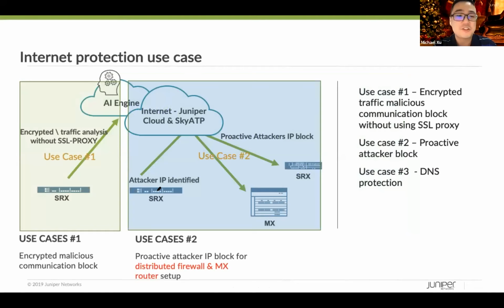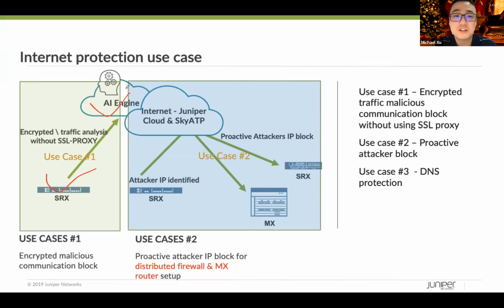So talking about the first, the internet protection use cases, as you may be familiar with our key differentiators or current Encrypted Traffic Analysis feature, right? Basically this is considered an industry unique feature that allows you to detect those malicious communications without using the SSL forward proxy. It's a solution leveraging our AI and machine learning that is sitting on our Sky ATP. How it works is it's going to capture the metadata of the HTTPS traffic.